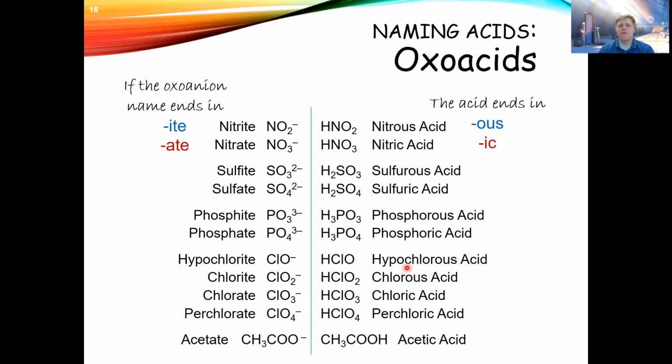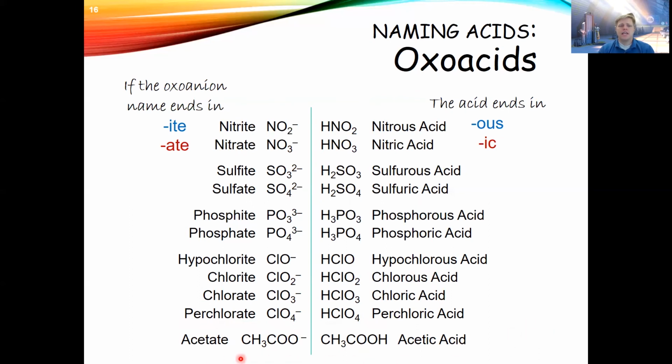They're going to become hypochlorous acid and chlorous acid. You notice that we keep the hypo here, so it's going to be hypochlorous. And for the perchlorate, we're ending in ate, so we're going to change to ic, but we keep the per on there, so it's going to be perchloric acid.